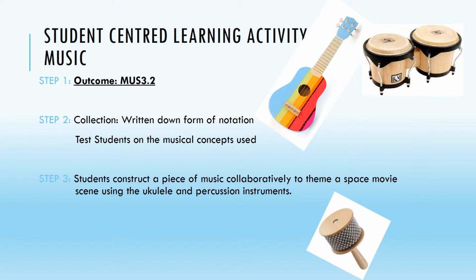The fourth and last example of student-centered learning activities is intended for music and aims to meet the Creative Arts Syllabus Outcome, MES 3.2. Under this syllabus outcome, students need to improvise, experiment, select, combine, and order sound using musical concepts. For this learning activity, students need to successfully construct a piece of music to theme a space movie scene using the ukulele and percussion instruments. This will be completed through group work, as cooperative learning is a method of instruction that gets students to work together in groups and has many useful benefits.